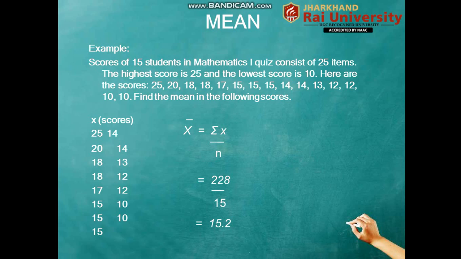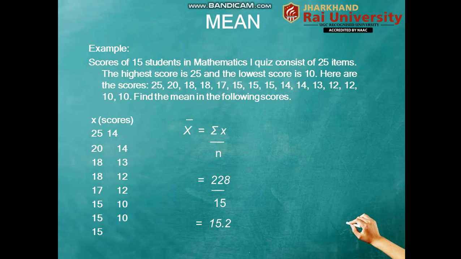The example states that the scores of 15 students in a mathematics 1 quiz consisting of 25 items, and the highest score is 25 and the lowest is 10. So we can see that the 15 students have got marks between 10 to 25, and here are the scores: 25, 20, 18, 18, 17, 15, 15, 15, 14, 14, 13, 12, 12 and 10, 10. We have to calculate the mean over here.